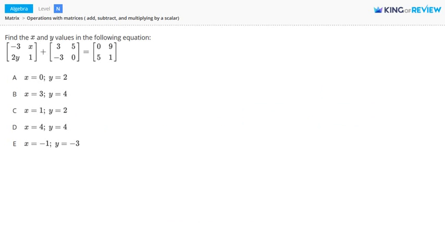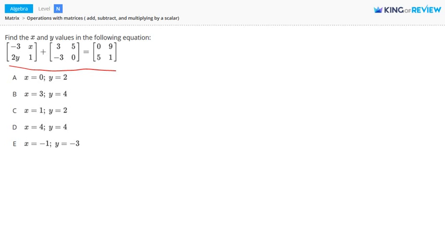Find the x and y values in the following equation. So we're given this equation here, and there are three matrices in this equation. What is a matrix? A matrix is a rectangular arrangement of numbers in rows and columns. Row by column is how you name the matrix, and this is also its dimensions.